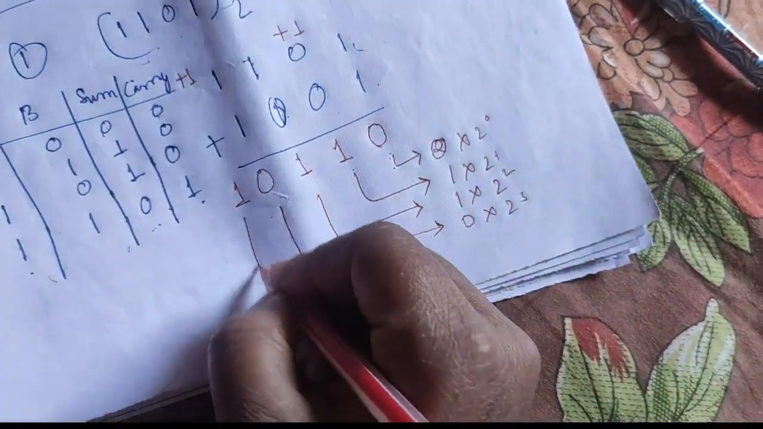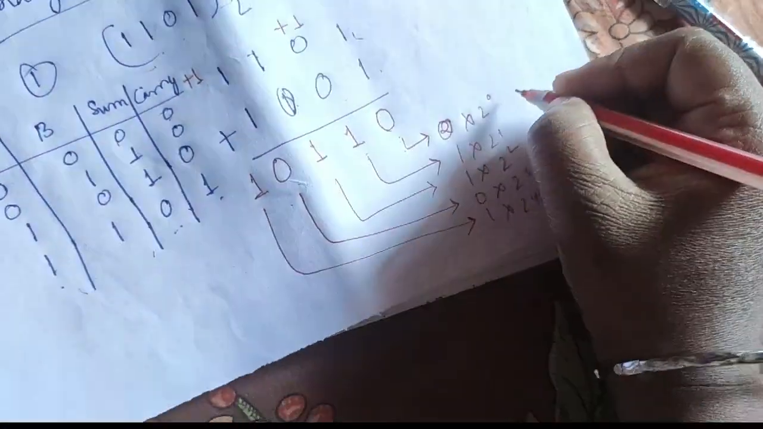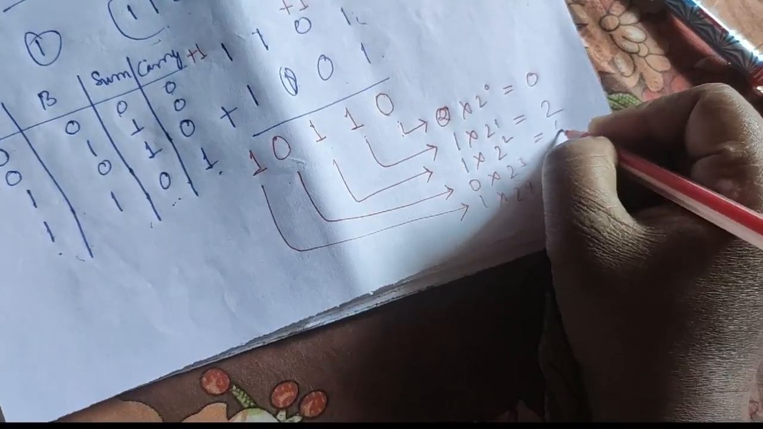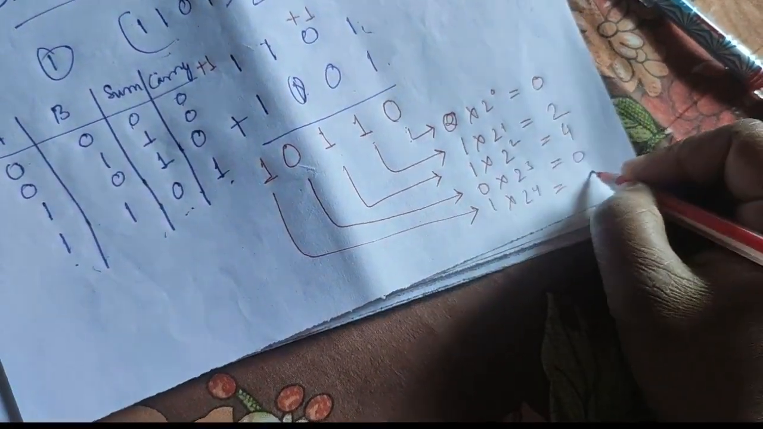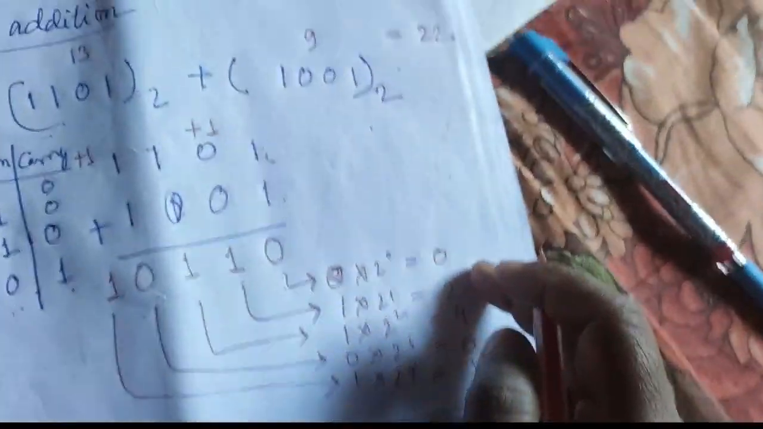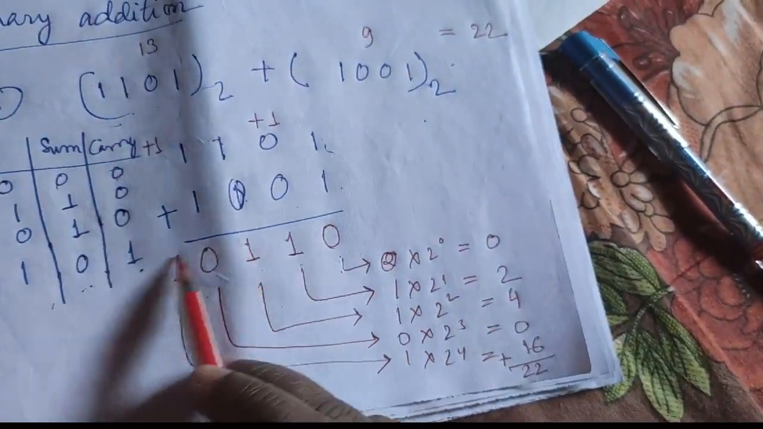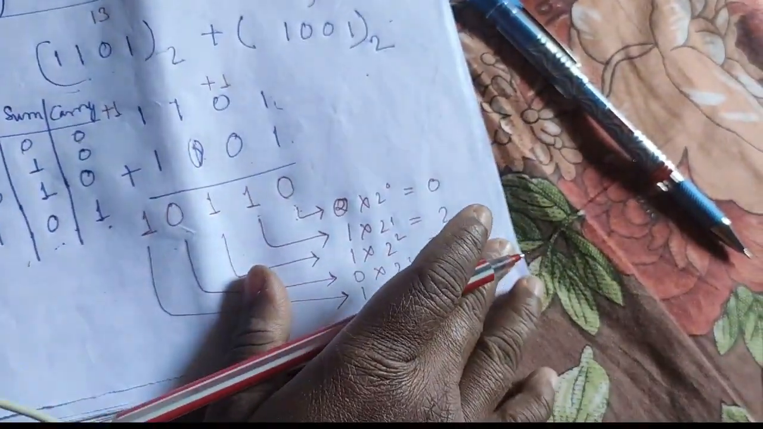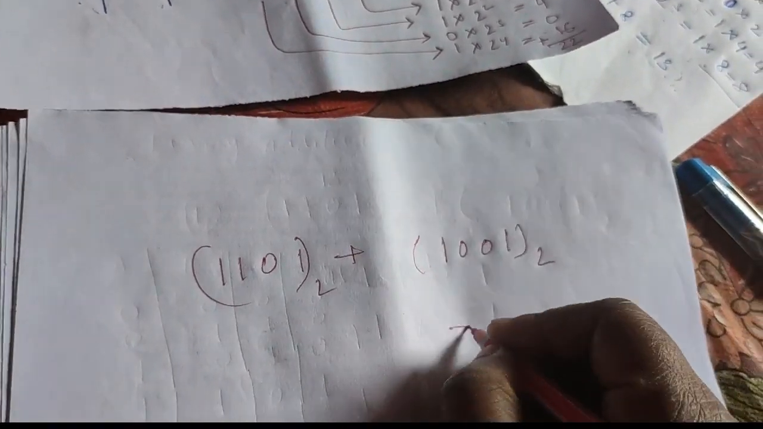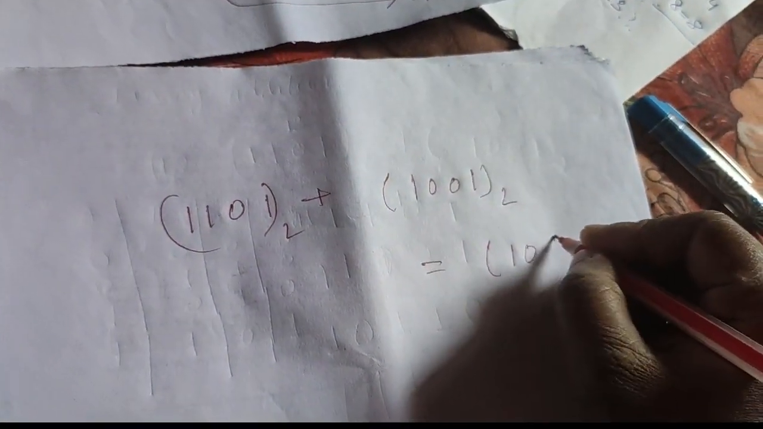0 into 2 to the power 3, 1 into 2 to the power 4. This is equal to 0, this is 2, this is 4, this is 0, and this is 16. So 16 plus 4, 20, 20 plus 2 is 22. The sum is 22. So our result is correct. Okay. So for this addition, 1101 plus 1001, the result is 10110. Have you understood this problem?